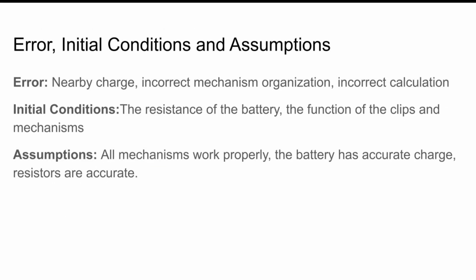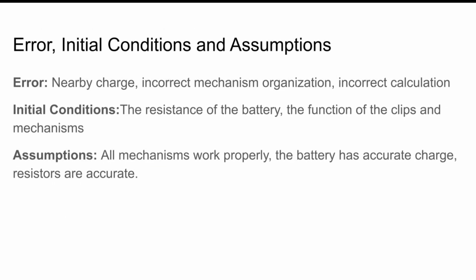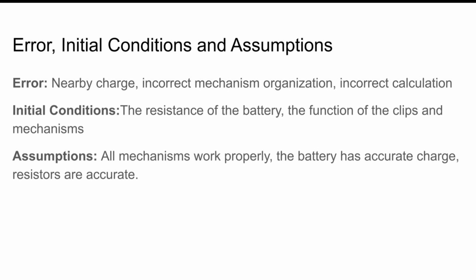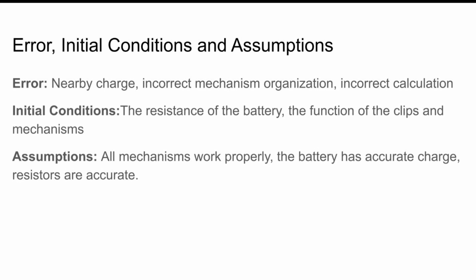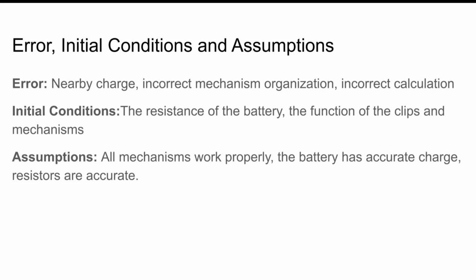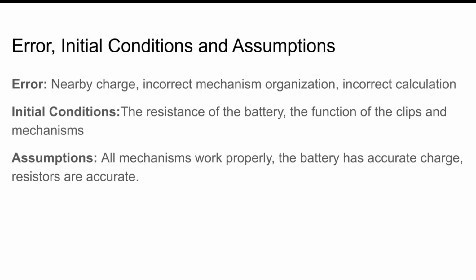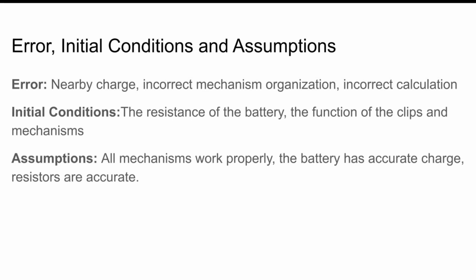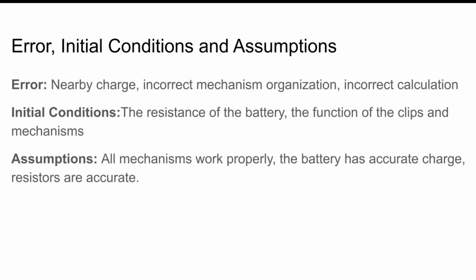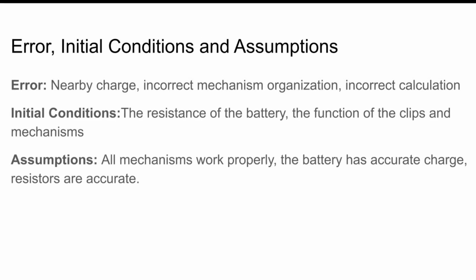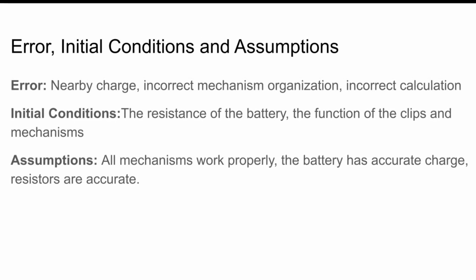Okay, and then error. So error is nearby charge, incorrect mechanism, organization. When we were putting the circuit together, if we did something incorrect, incorrect calculation, things like that. And then initial conditions and assumptions: just the resistance of the battery, the function of the clips and mechanisms. All mechanisms are working properly. The battery has accurate charge, resistors are accurate, things of that nature.